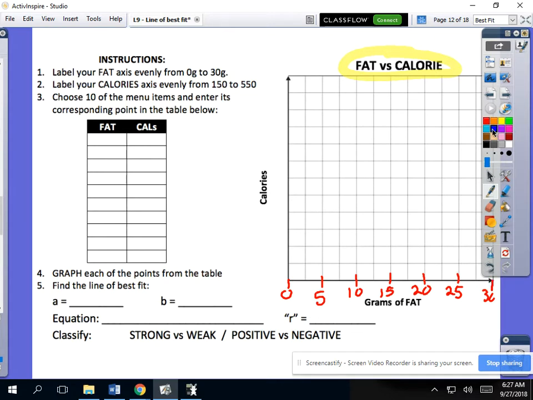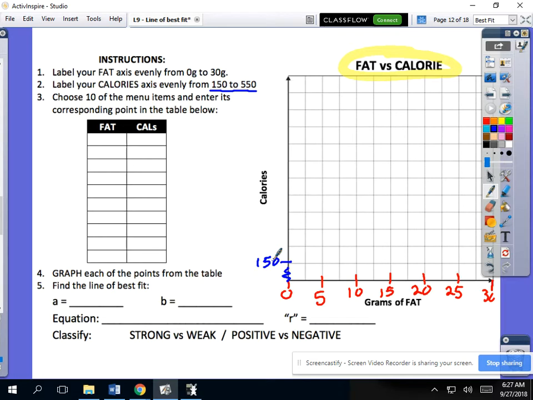Now, for the calories, our lowest calorie really is around 150. So instead of starting at 0, we're going to start around 150. The really technical way of doing this is to put a little zigzag. What that zigzag tells me is, hey, I'm skipping from 0 to 150. So let's go ahead and put 150 right here on that line. And now we're going to go all the way to 550.